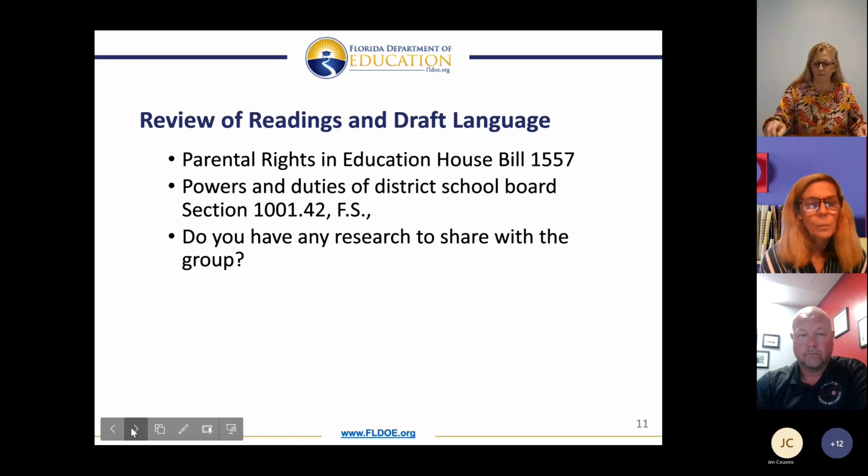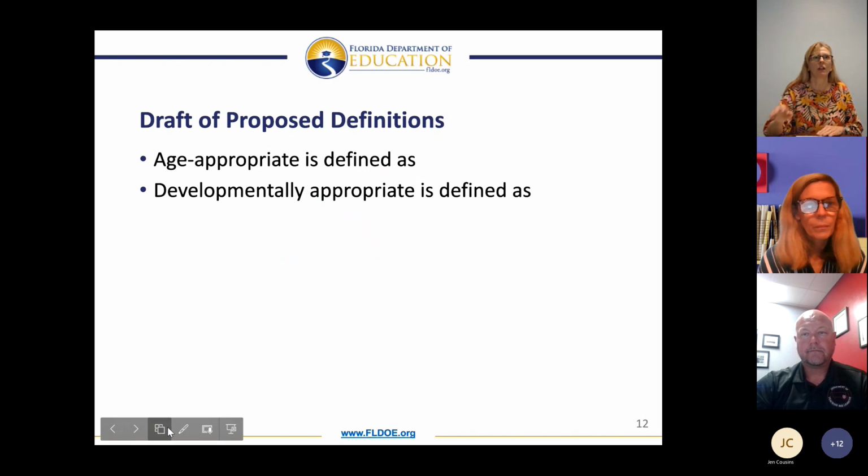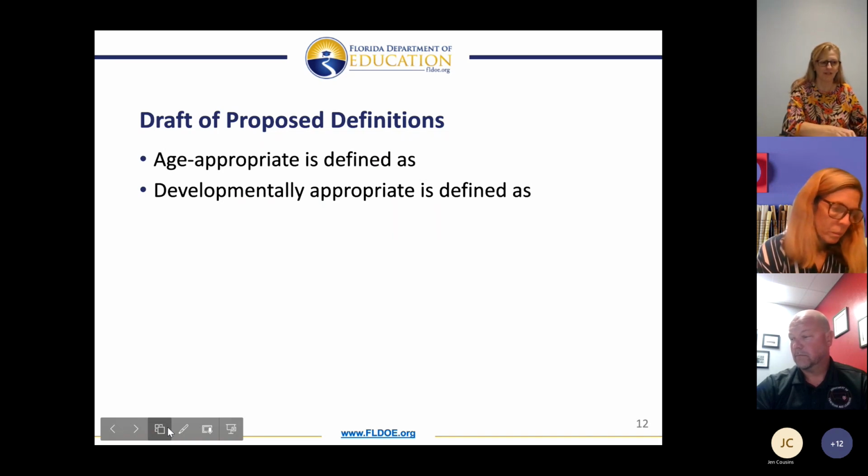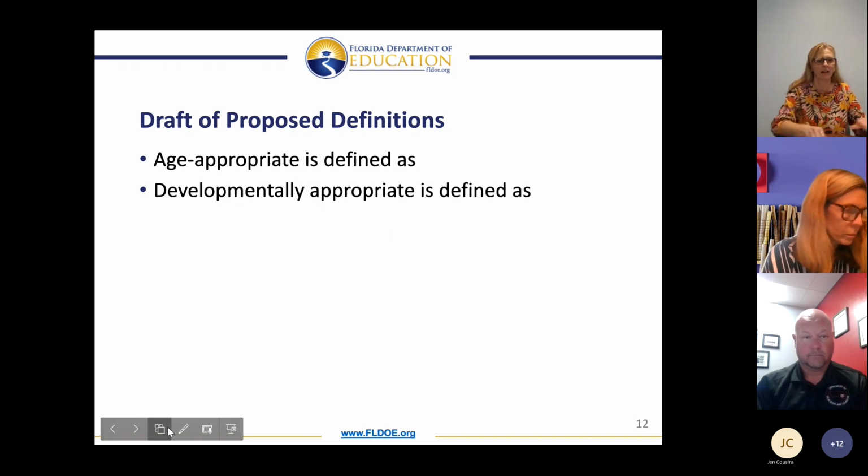So we are going to move over here as we work to draft some proposed definitions. So I'll just open the floor up for our work group members and any initial thoughts that we have today.